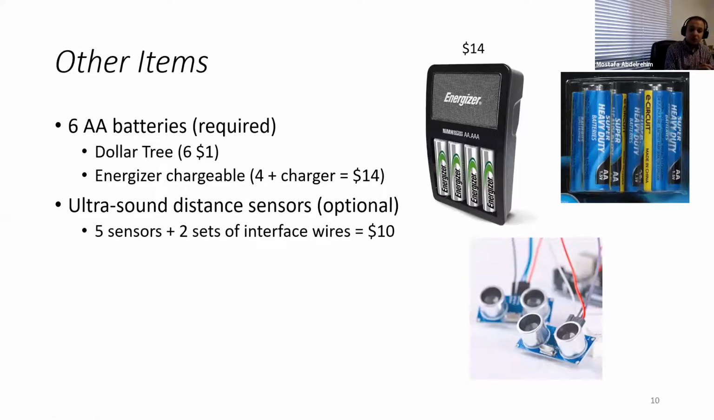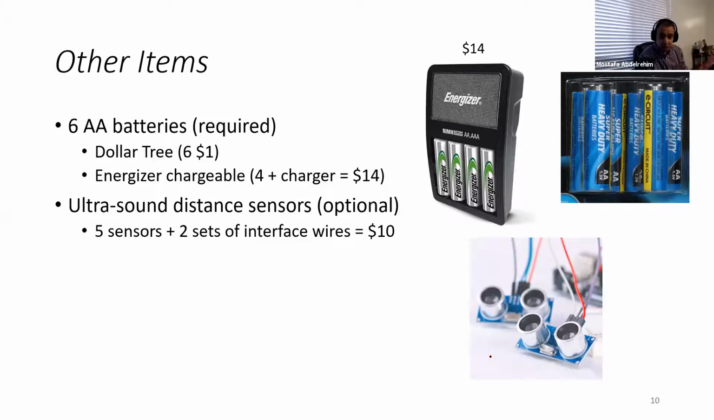Ultrasound distance sensors are just like the infrared sensors, but they use ultrasound, not infrared signals. They are cheaper than the IR sensors. For example, you can get 5 of them with a couple of good interfacing wires for just $10. If you just buy one, I think on Amazon it's just $5-something. So it's good to buy those sensors.